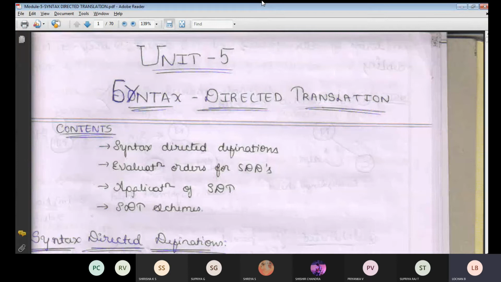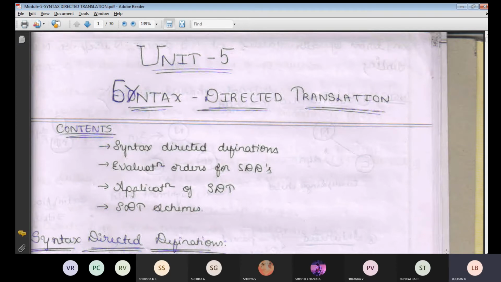In the last class, we started with syntax directed translation, and we discussed a few topics with respect to the fifth module. In the fifth module, the things we will be discussing are the syntax directed definition, in short SDD, evaluation orders for SDD, applications of SDT, which is your syntax directed translation, and lastly the SDT scheme.